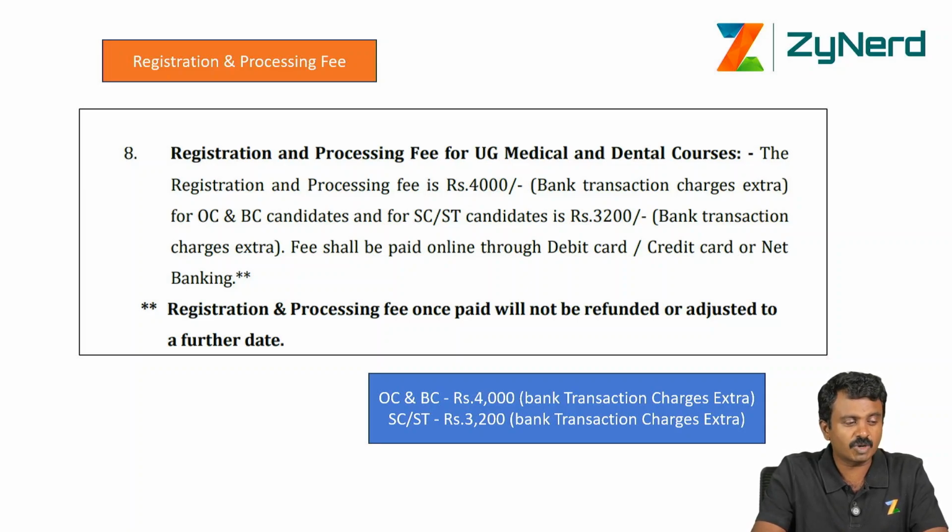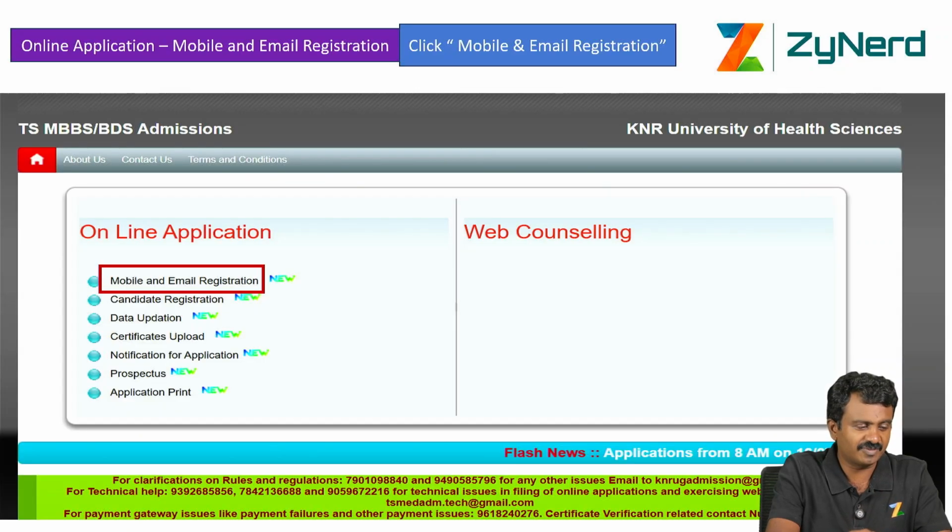The registration and processing fee is rupees 4,000 for OC and BC candidates, and if you belong to SC ST category, then the registration fee is 3,200 rupees. The fee shall be paid online through debit card or credit card or net banking. And once you pay the fees, this is not refundable. Once you make the payment, whether you complete your application form or even if you're not eligible, you will not get this refund.